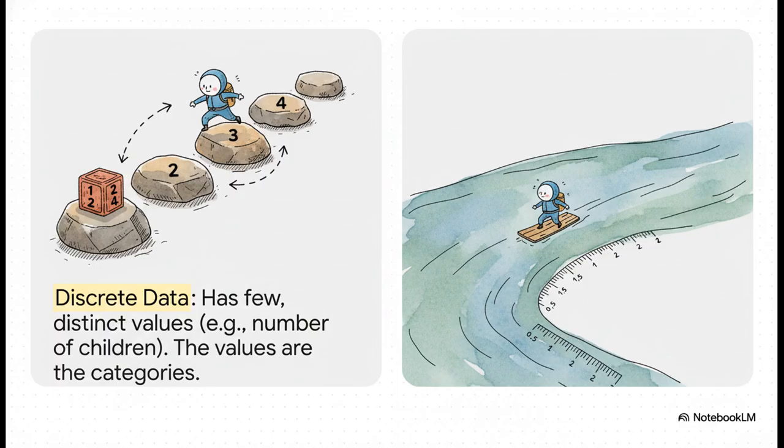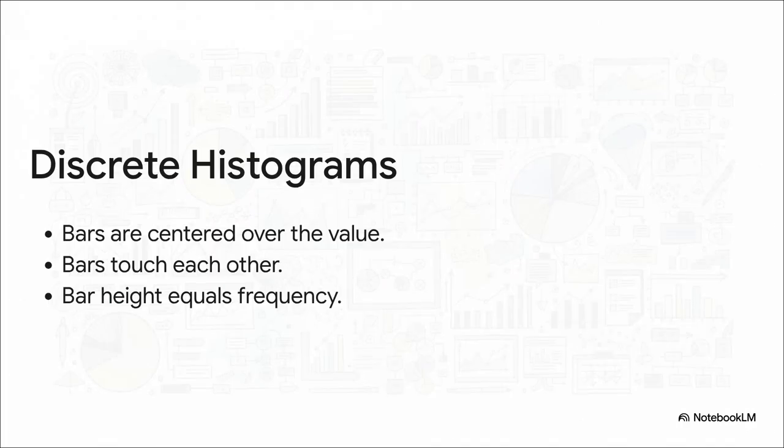You can have 2 or 3, but not 2.5. Continuous data can be anything within a range, like a person's height. This difference is absolutely critical for how we build our chart. Okay, for discrete data, it's pretty straightforward. Each unique value gets its own bar, and you center it right over that number.